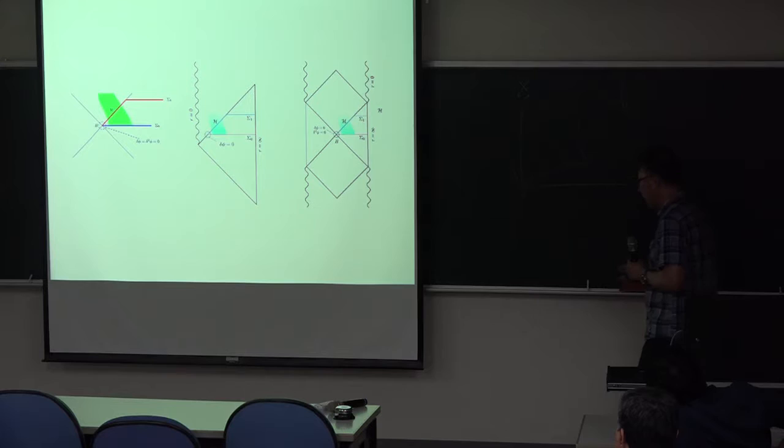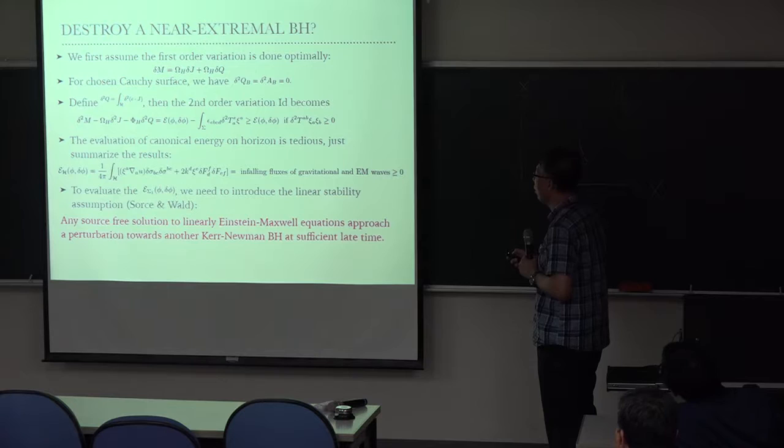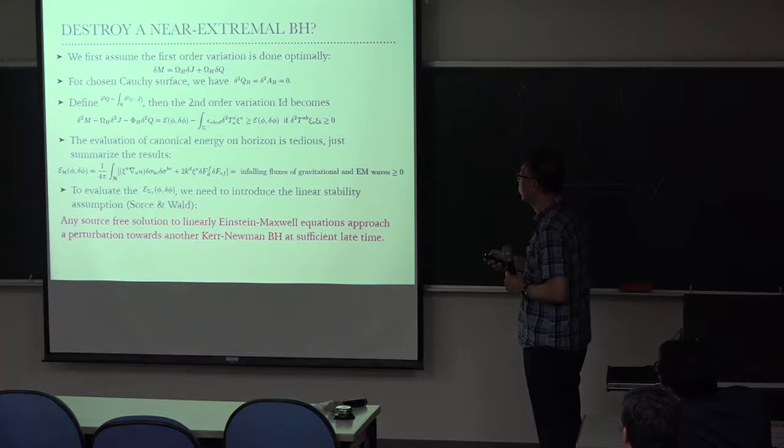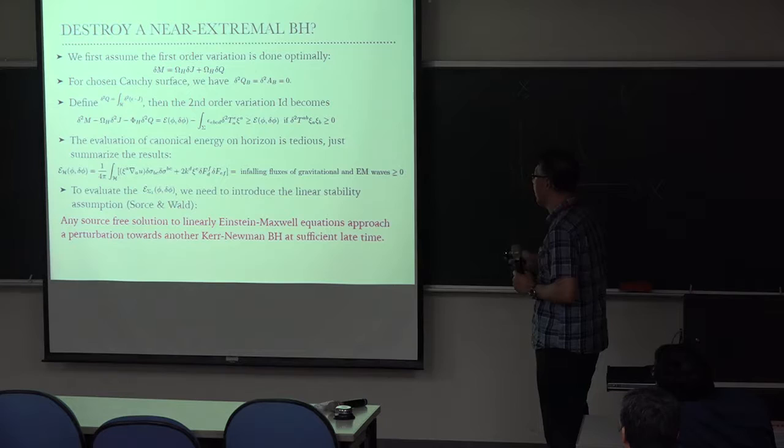So now we try to destroy a near-extremal black hole. To do that, we first need to assume that we optimally perform the first order variation. This means that the inequality was saturated for the first order perturbation. If we assume this and then choose the particular Cauchy surface we have described, then there is no change of area and charge at second order.